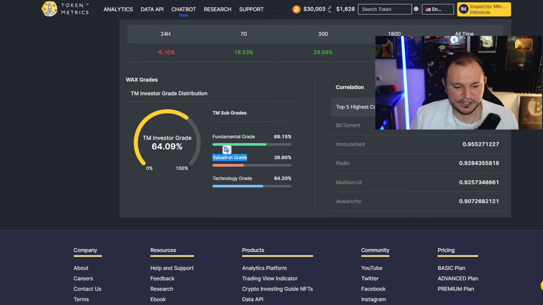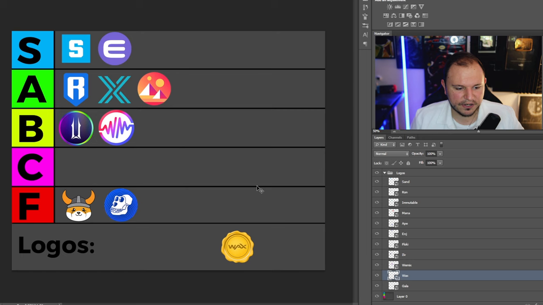fundamental grade. Now, the valuation grade, I'm not sure what it is. I really am not. But as far as the fundamental grade, like the fundamentals, how good are they? What does the AI think? How does it compare to other ones? So 64%, I'm going to take that into consideration when rating this.